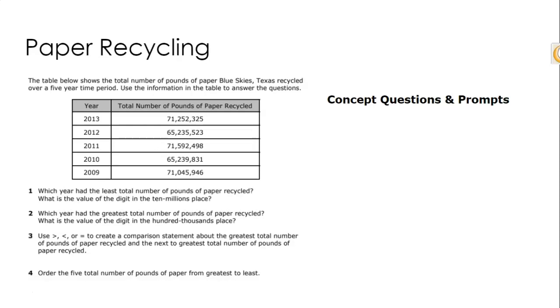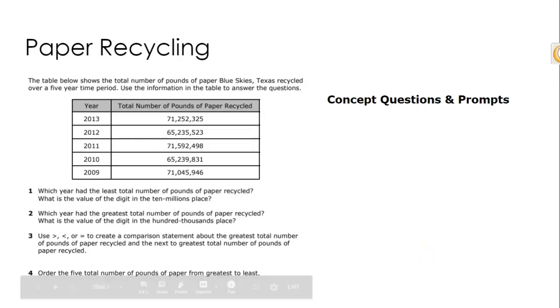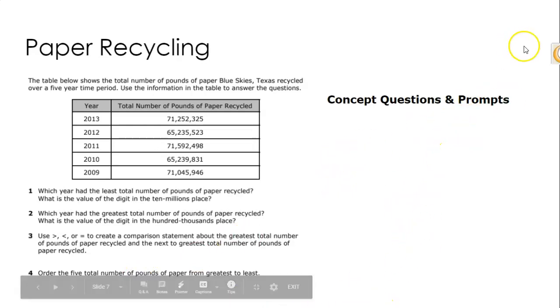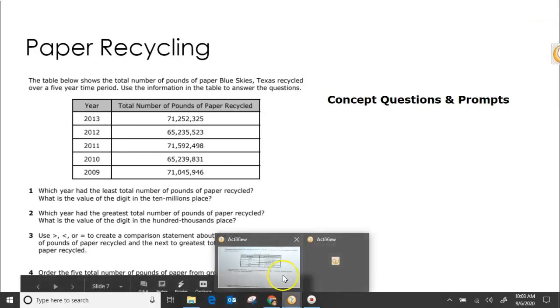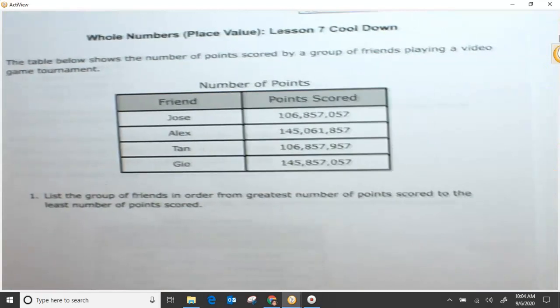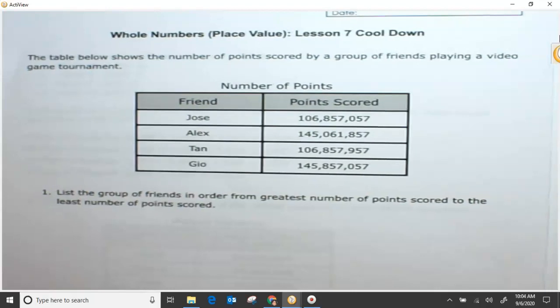Let me rewind. Okay, so the last thing that you need for today is the cool down, the lesson 7 cool down. I'm just going to go over it real briefly with you. If I can find my Active Inspire, there we go. Okay, so here is number 1 for the cool down lesson.